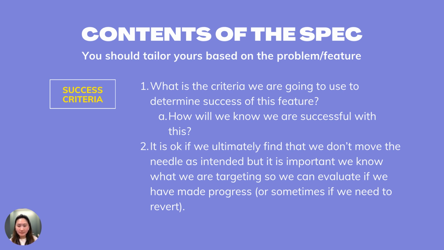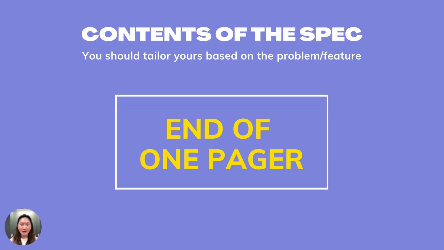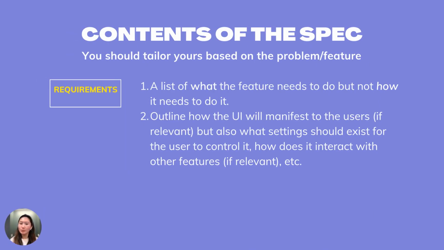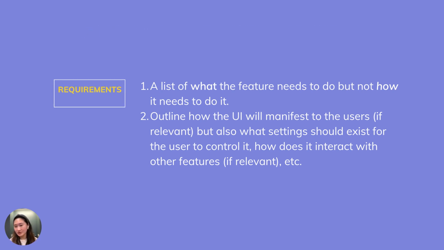Some people end it here and take it as a one-pager and share with their stakeholders to get quick alignment before they go on with the requirement section, which is a list of what the feature needs to do, but not necessarily how it needs to do it. So you could outline how the UI will manifest or show up to the users if relevant, but also what settings are associated with these UIs that the user can control, and how it interacts with other features if relevant.